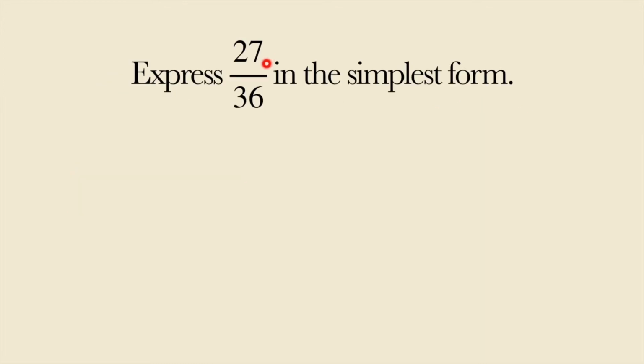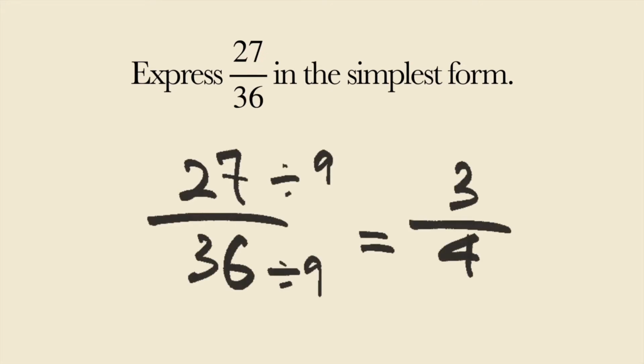So here we have 27 over 36 to be expressed in the simplest form. Well, the first thing I hope you can see is that they are both multiples of 9. So let's divide by 9 for the numerator and the denominator, so you get 3 over 4.